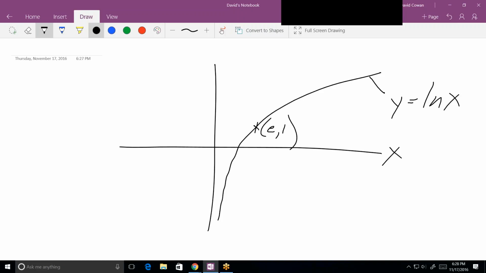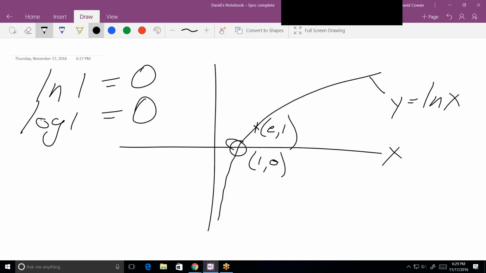So when you have a graph, there's really no solution. There's an x-intercept. You could figure out what the x-intercept is. And the x-intercept is going to be 1 comma 0. In other words, when x is 1, y is 0. The log of 1 is 0 regardless of what the base is. The natural log of 1 is 0. The common log of 1 is 0. The log base 18 of 1 is 0. Why? Because all of these bases to the 0 power equals 1. Any number to the 0th power is 1.